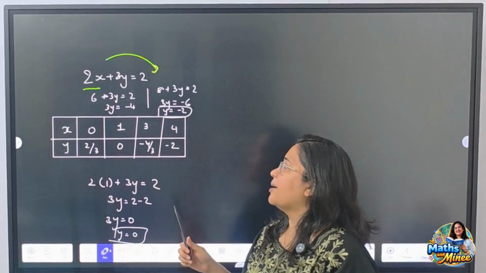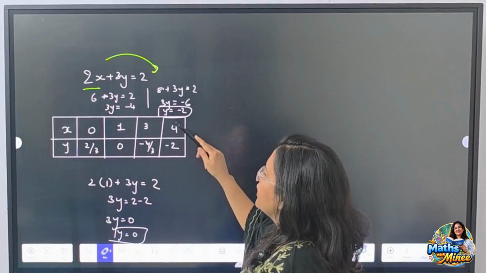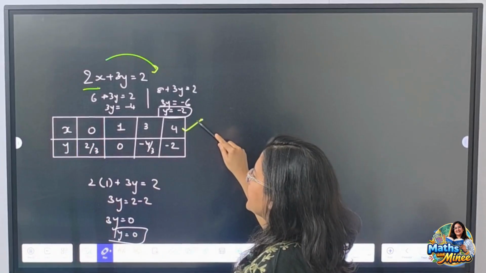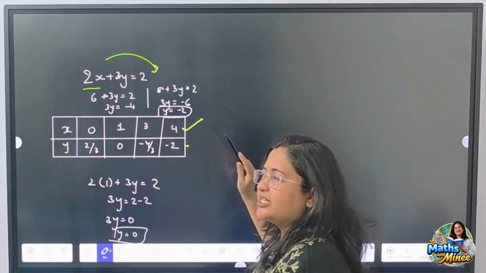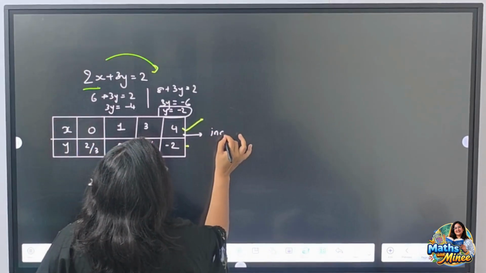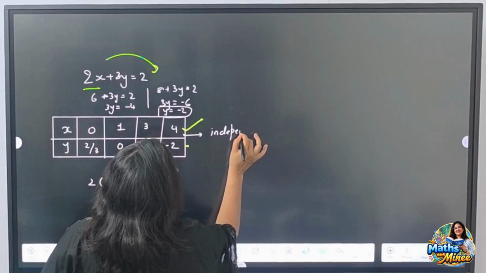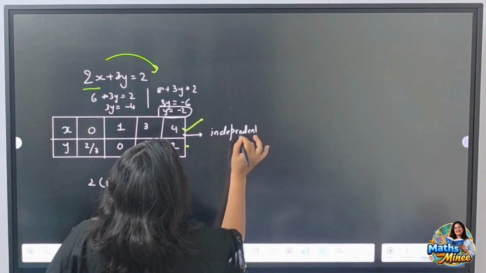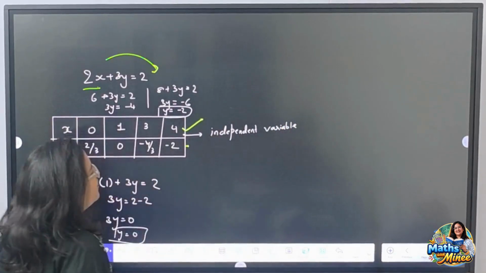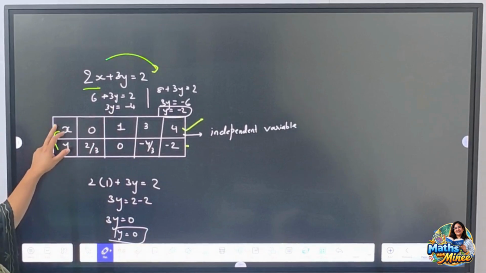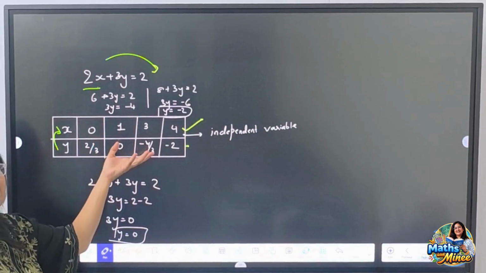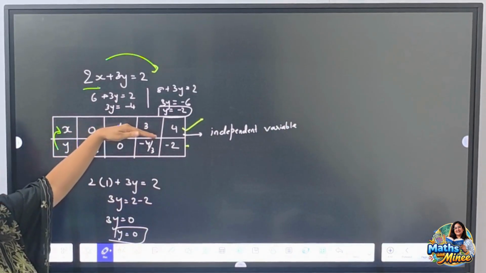Done? Now you will observe one thing here: when I am substituting, when I am changing the value of x, the value of y gets changed. It means that x is the independent variable and the value of y is completely depending on x. It is not that you choose the value of x; you can also choose the value of y. First you choose the value of y and then the value of x gets changed.